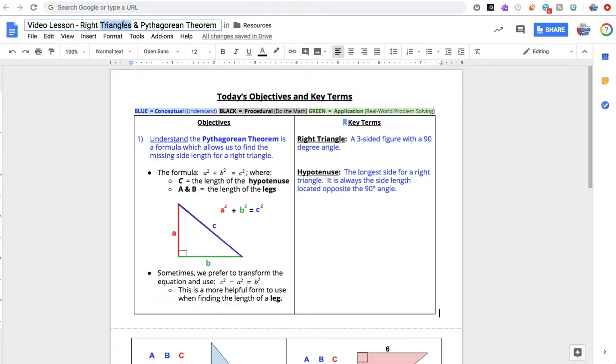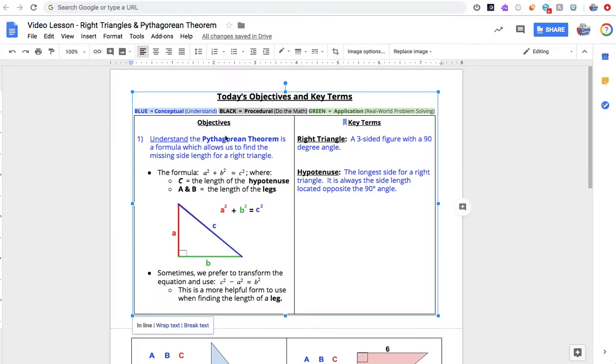Welcome. In this video, we're going to continue looking at right triangles and how we can use the Pythagorean theorem to help us find a missing side length for these right triangles. The biggest thing we should have started to understand yesterday is that the Pythagorean theorem is a formula which helps us find the missing side length for right triangles. So if we see a right triangle and if we know two of the side lengths, this formula, a squared plus b squared equals c squared, helps us figure out the missing side length.